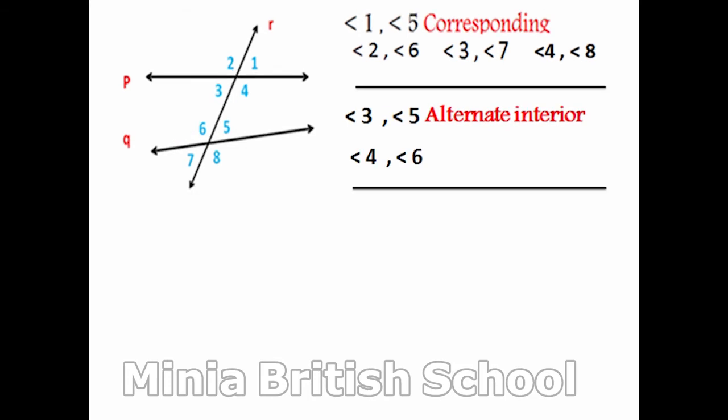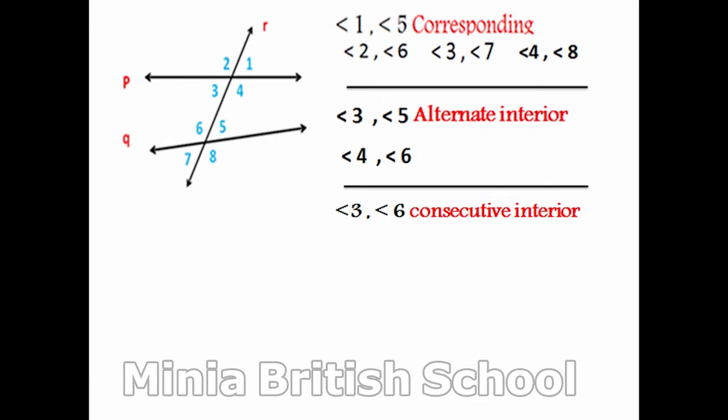The second type is a pair in which the angles are next to each other on the same side of the transversal. Like angle 3 and angle 6, they are called consecutive interior angles. Look at the figure now. Do you see any other pair of consecutive interior angles? Yes. With the same logic, even angles 4 and 5 are consecutive interior angles.